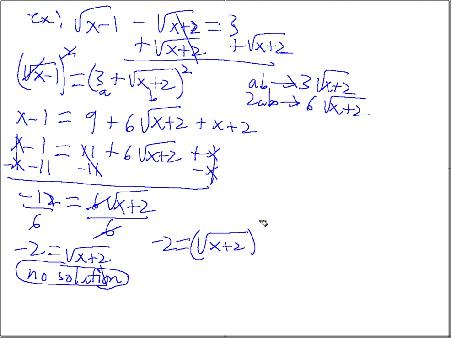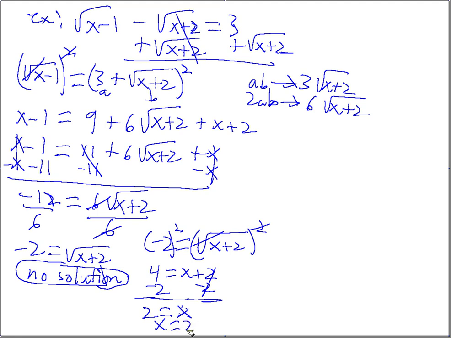If I square both sides, I put a parenthesis there. That's positive 4, negative 2 squared. And again, that gets rid of the square root there. So x plus 2, if I subtract the 2 over, you get 2 is equal to x. So our x is equal to 2. So anyways, we get x is equal to 2, bottom line here, right?